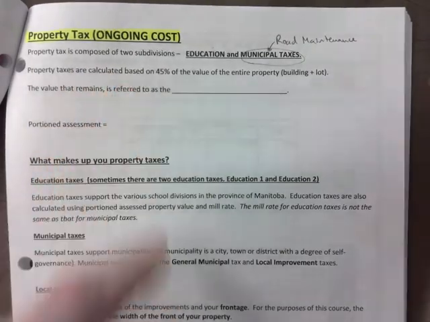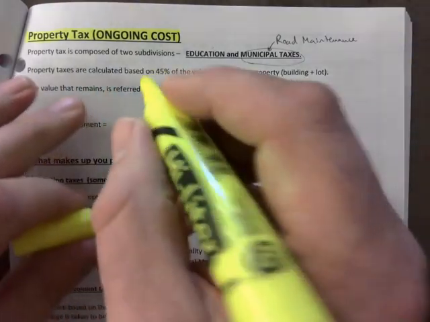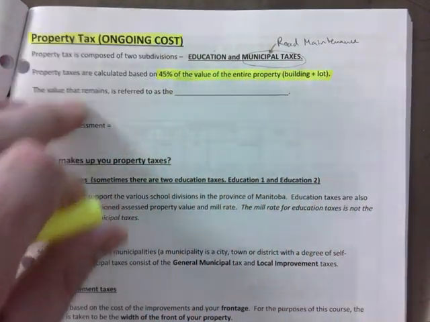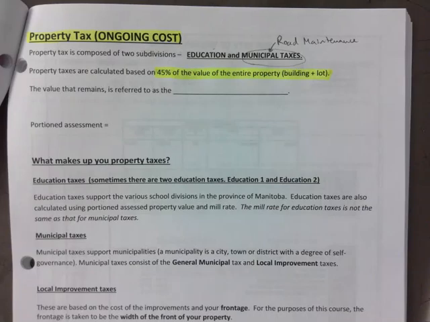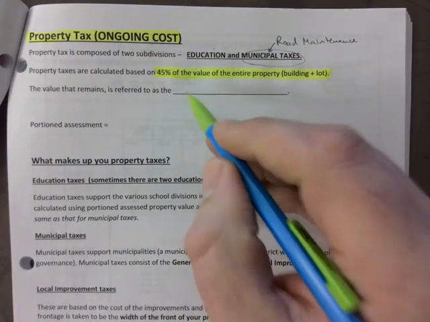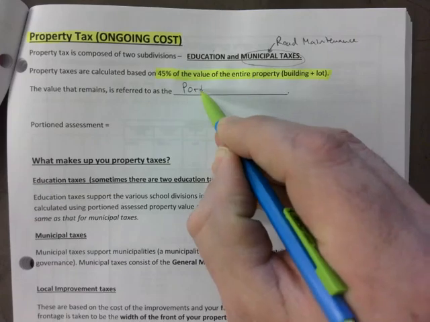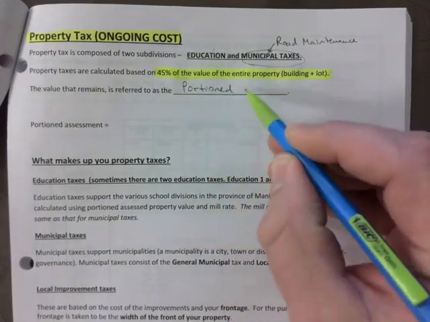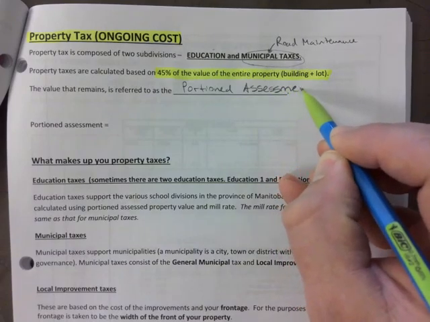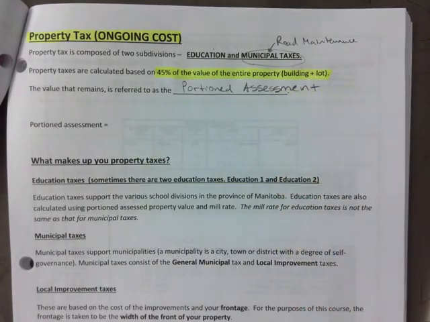Property taxes are calculated based on 45%, okay? So that's the good news. So they take 45% of your property, and that's what you get taxed on. The value that remains is referred to as the portioned assessment. Sorry, we ran out of room there, at least I did. A portioned assessment. So think of it, it's a portion, right?